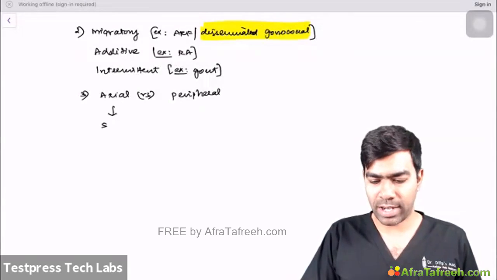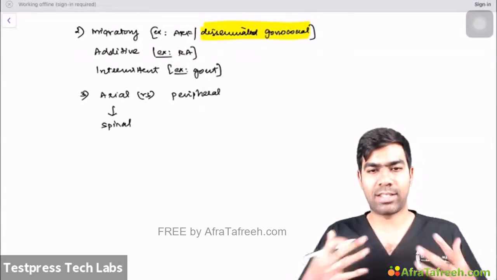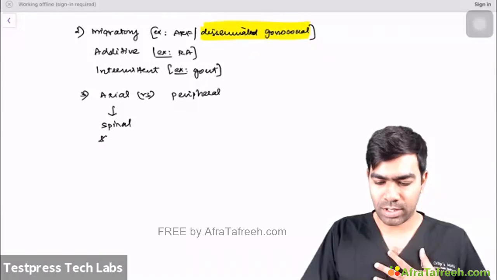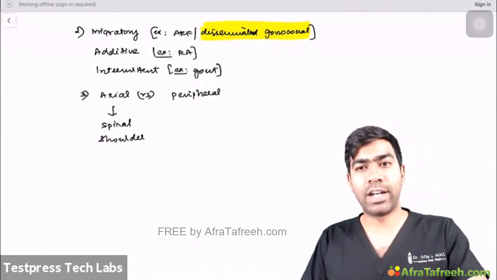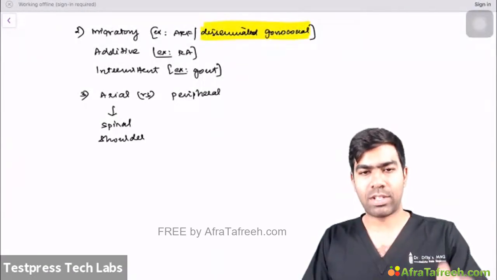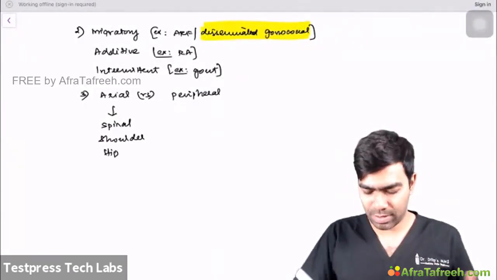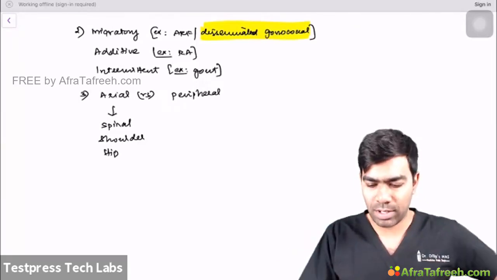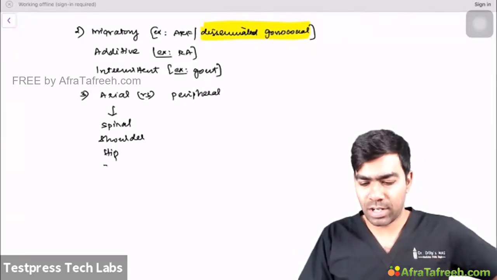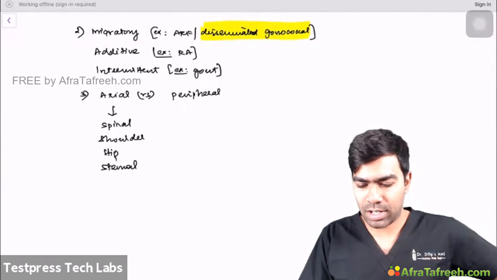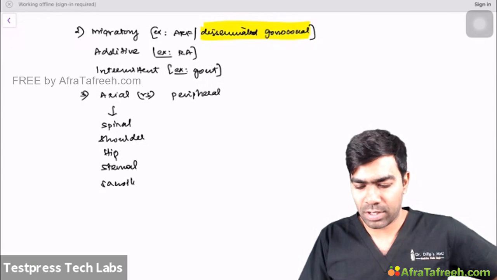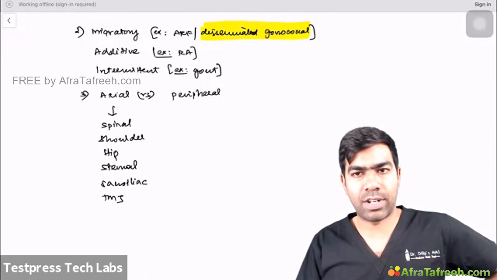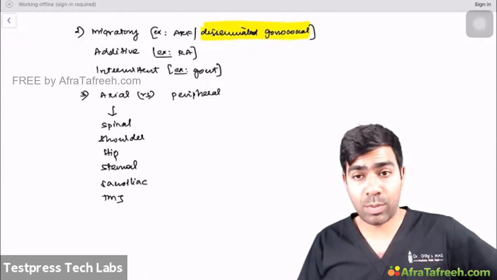For example, your spinal joints, that's the axial skeleton, then sternal joints, and shoulder joints, especially the glenohumeral joints. Then you have the hip joints. Like the shoulder, you have the hip joints. Then you have the pelvic bones, the sternoclavicular joints that form the axial skeleton, sacroiliac joints in the pelvis, and temporomandibular joints, TMJ. These are some examples of axial joints, which are very commonly involved in rheumatologic diseases.